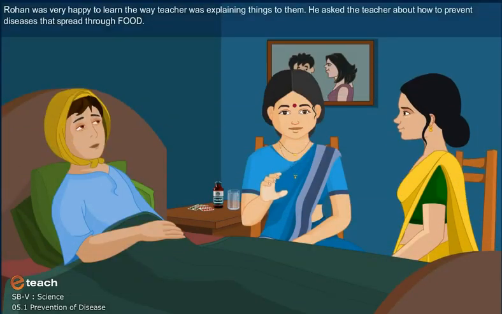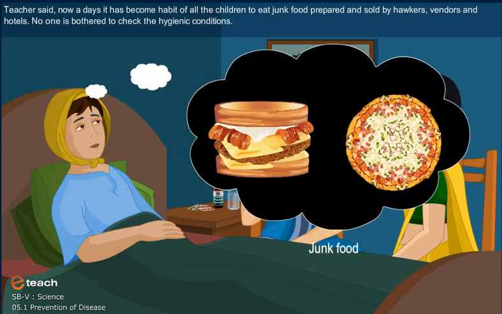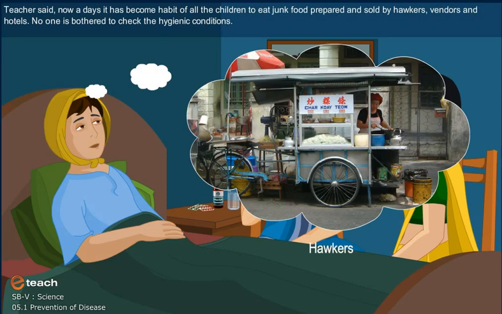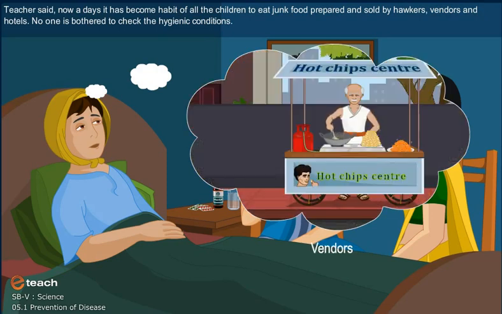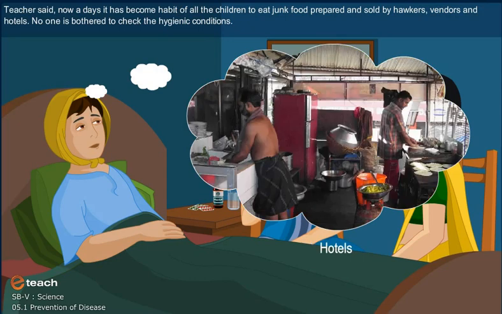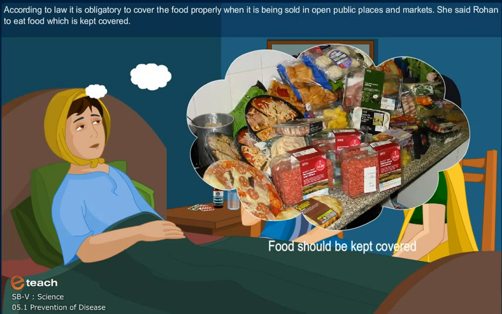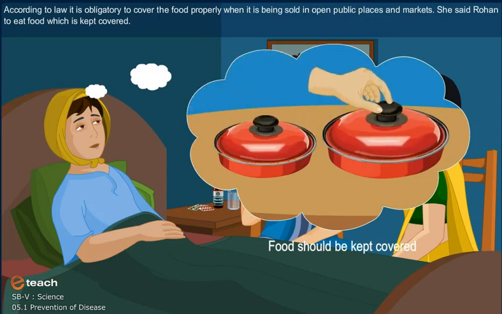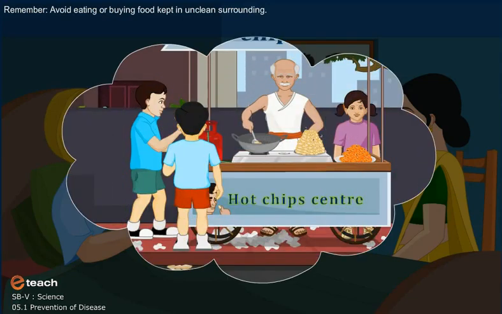Rohan was very happy to learn the way teacher was explaining things to them. He asked the teacher about how to prevent diseases spread through food. Teacher said, "Nowadays, it has become a habit of all the children to eat junk food prepared and sold by hawkers, vendors and hotels. No one is bothered to check the hygienic conditions. According to law, it is obligatory to cover the food properly when it is being sold in open public places and markets." She told Rohan to eat food which is kept covered. Remember, avoid eating or buying food kept in unclean surroundings.